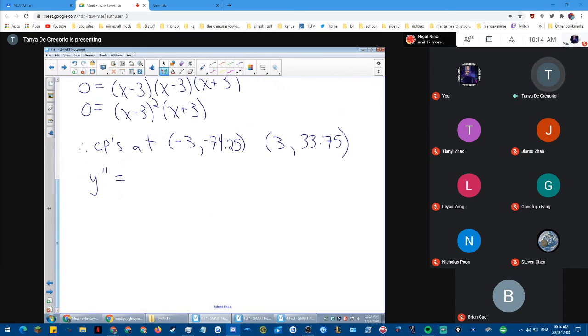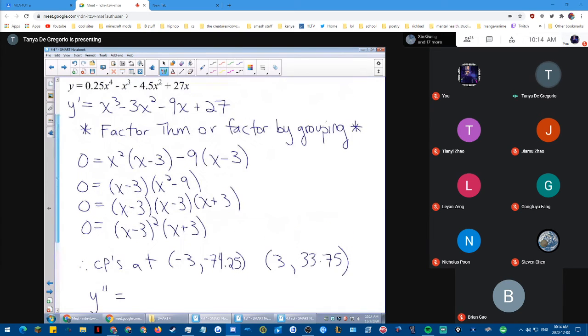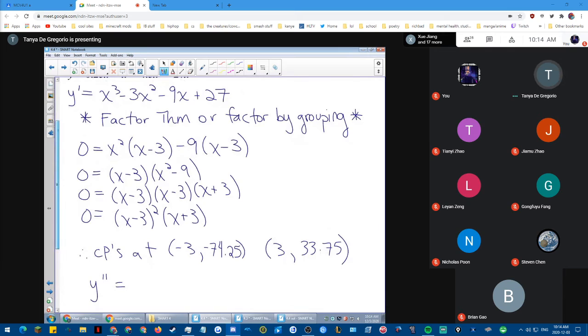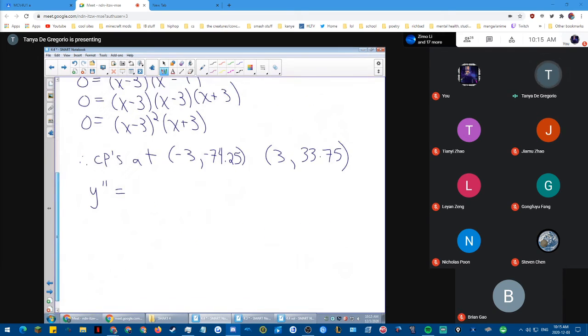I'm not going to use my first derivative chart. I'm going to go ahead and find my second derivative, and I can always sub into the second derivative if I want to know what they are matched with. Okay, so second derivative is? I can't see it, so hold on. Yeah, 3x squared. Yeah, perfect.